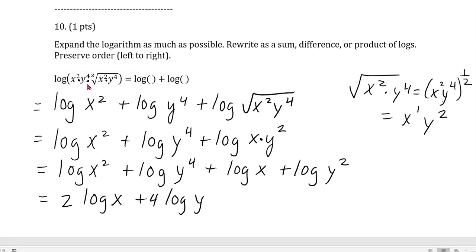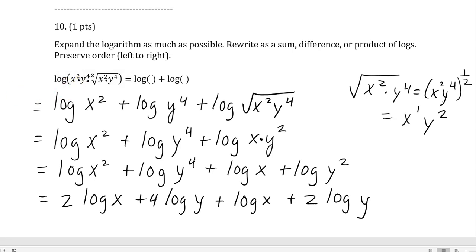There's no power here to bring to the front to the x other than 1, so it remains plus log of x. The last term becomes plus 2, the log of y. This is the most expanded form that we have for this particular problem.